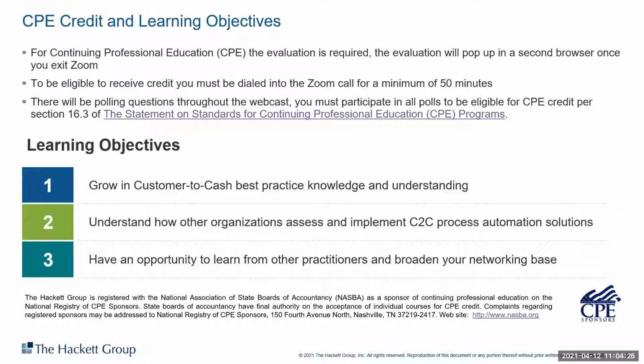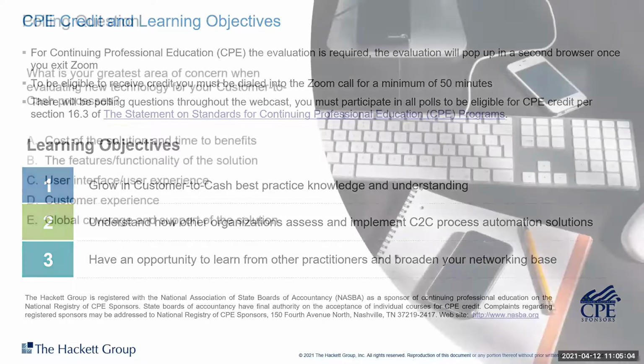In terms of learning objectives for today, the key thing is to look at customer to cash and see growing best practices, grow your knowledge and understanding. Understand how other organizations, in this case, our guest speakers from ConvaTec, along with the help of Imagia, will look at their case and how they have assessed and implemented C2C process automation solutions to adapt to the digital world. And then the final opportunity would be for you to learn from other practitioners and broaden your networking base.